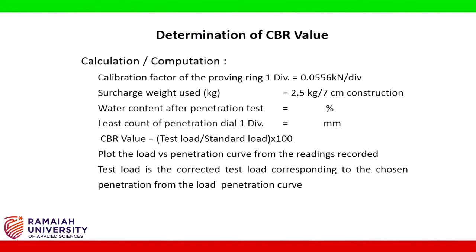Calculations and computations. Calibration factor of the proving ring: 1 division equals 0.0556 kN per division. Surcharge weight used is 2.5 kg, that is 1 cm construction. Water content after penetration test in percentage. Least count of penetration dial: 1 division in mm. CBR value equals test load divided by standard load into 100.